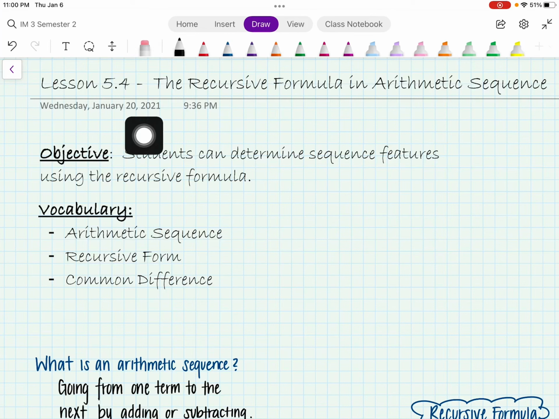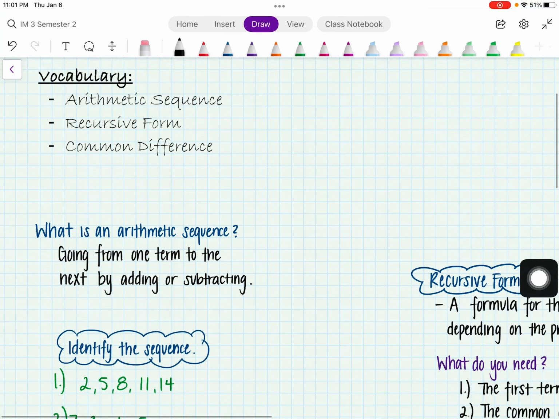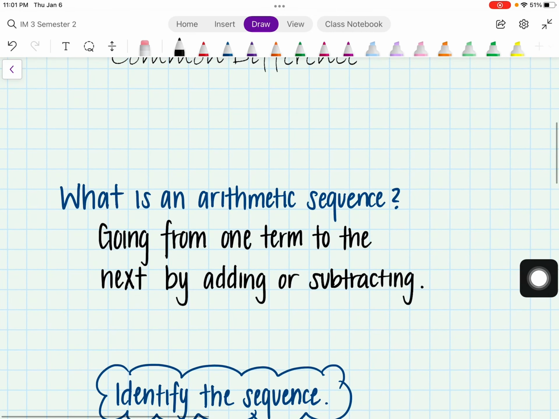Alright, you guys, so we're going to go ahead and move on to lesson 5.4. In this case, lesson 5.4 talks about the recursive formula in arithmetic sequences. Students in this case can determine sequence features using the recursive formula. Arithmetic, we'll actually talk about it right now, so I won't get ahead of myself. But just a few of our vocab terms here are arithmetic sequence, recursive form, and common difference.